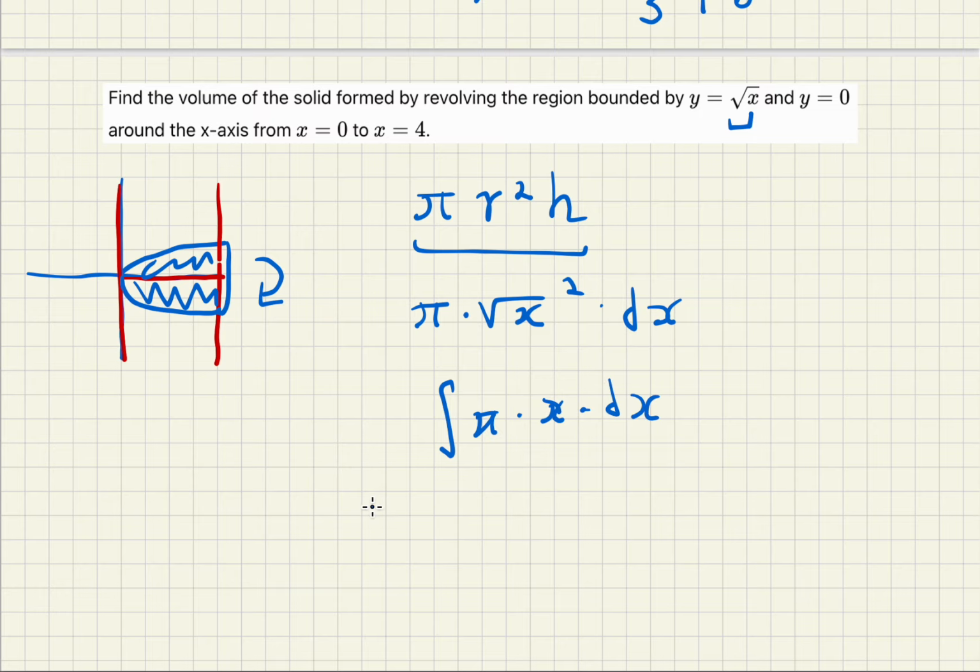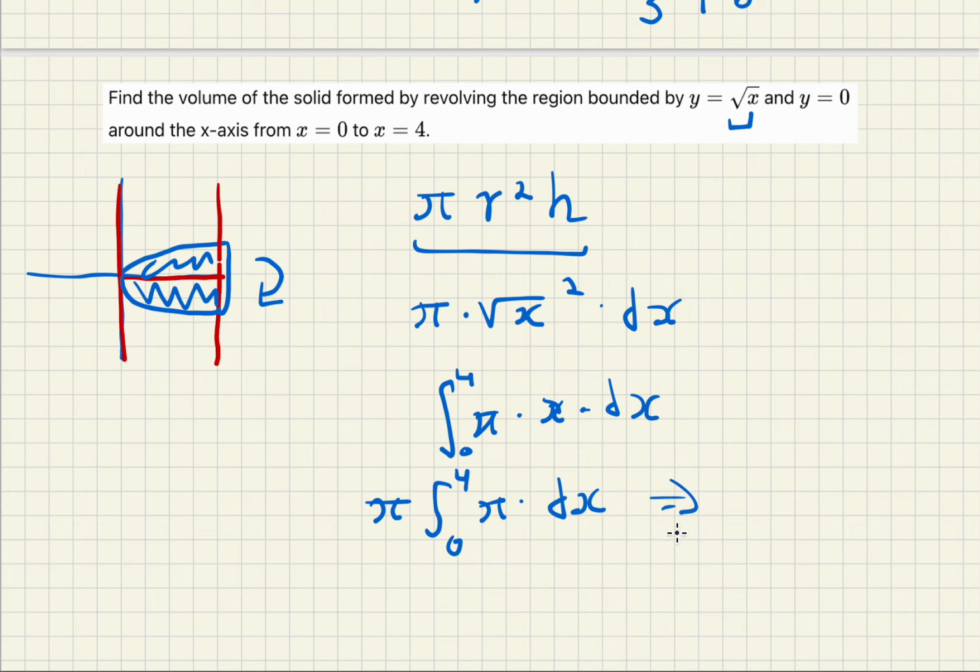And so like before, we can take pi outside and then take the integral of x dx. Now in this case, the bounds are the same, from x equals 0 to x equals 4. Again, that's just where the 3D object starts and ends, from left to right. So then our lower bound is 0 and our upper bound is 4. So now all we need to do is evaluate this equation.